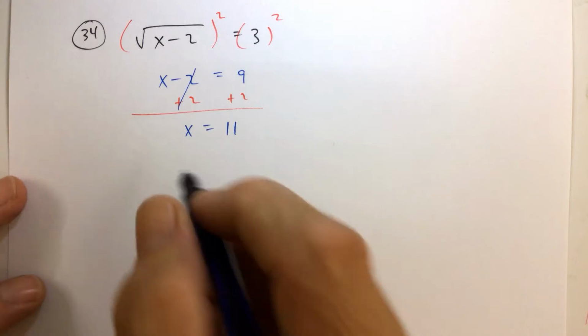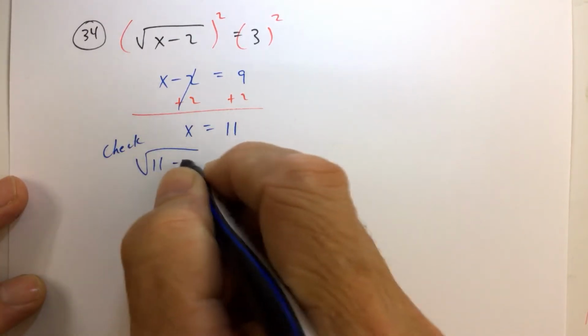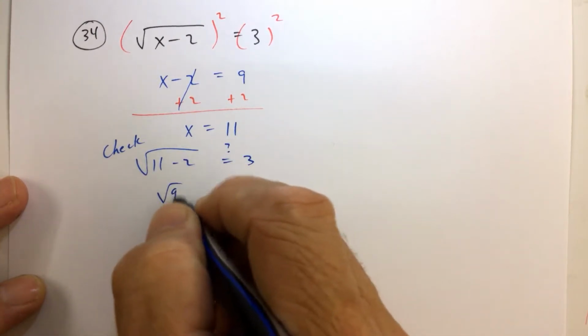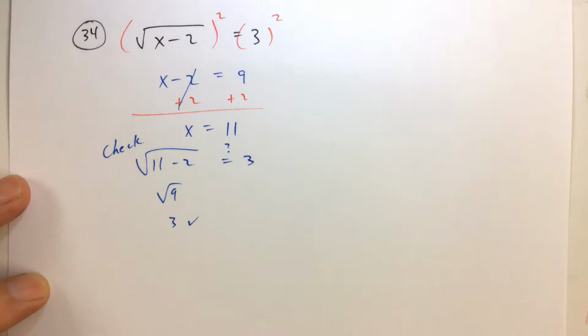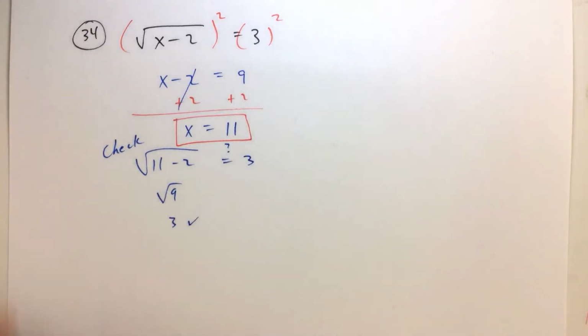So getting x equals 11, we want to check that. We get 11 minus 2, square root, does that equal 3? The square root of 9, yes, equals 3, check. So yes, 11 is our solution that makes the original equation true.